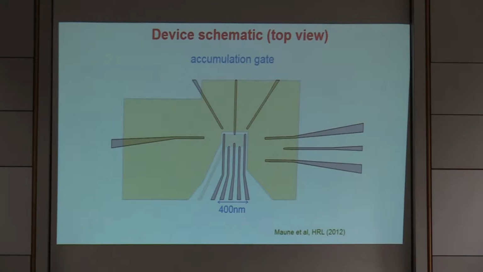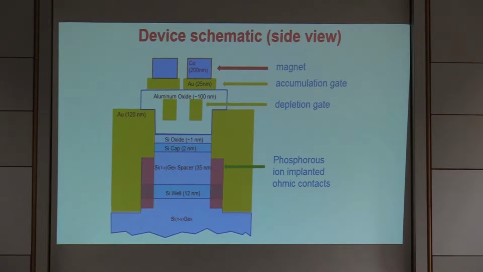Then on top of this, we make a second layer of aluminum oxide, 50-80 nanometer, and then again a second layer of metal gate that we call accumulation gate, because we will apply positive potential to those gates in order to accumulate electrons in the quantum well below. And on top of everything, we have our micromagnet structure, which we use in order to perform electron spin resonance, as I'm going to show you soon. So this is a schematic view of the side of the device.